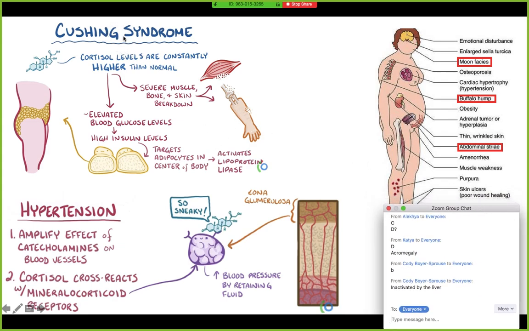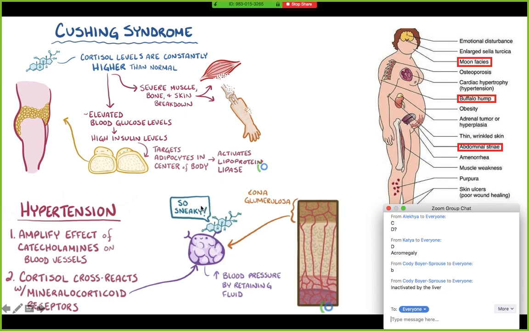And then in Cushing's syndrome, you're seeing constantly elevated cortisol levels. So that's going to lead to the breakdown of muscle, bone, and skin. And then because you have elevated cortisol, you see elevated blood glucose levels, which leads to increased insulin levels. And that specifically targets the adipocytes. So it encourages the adipocytes to take up glucose, specifically in the abdomen. So you'll see abdominal obesity in Cushing's syndrome.